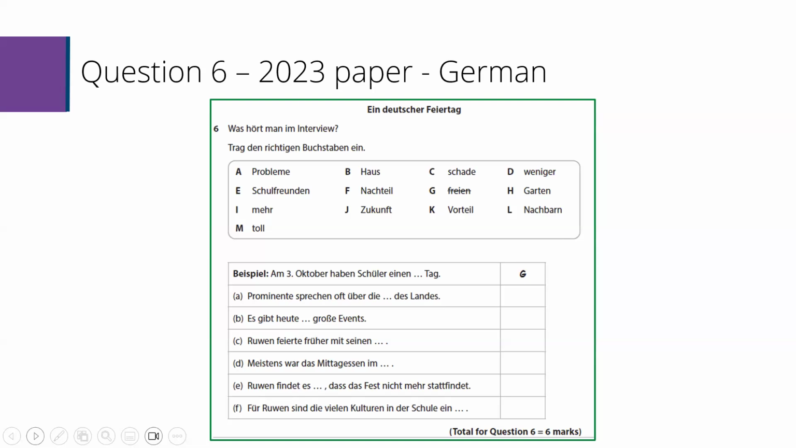So what strategy could their students apply in their 5 minutes of preparation time here? Well, what they could do is go through that list A to M and just work out, in terms of the grammar, in terms of the part of speech, which are the possible words that could fit in terms of grammar and sense in each of those A to F.